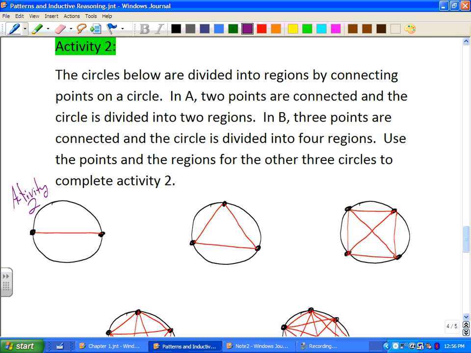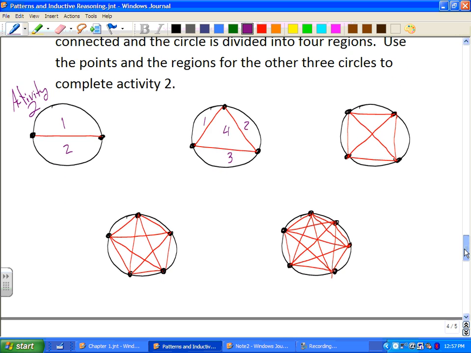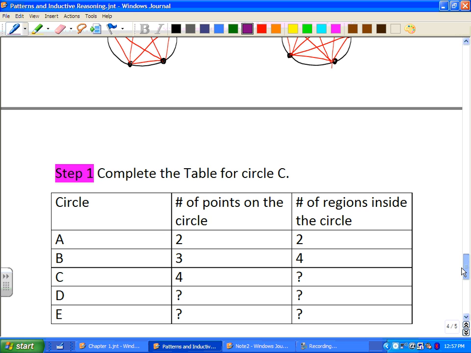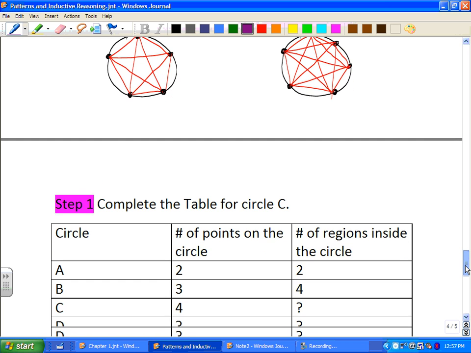It says the circles below are divided into regions by connecting points on the circle. In A, 2 points are connected, and the circle is divided into 2 regions. Okay, you can see here that's 1 and 2 regions. B has 3 points, and it's connected, and the circle is divided into 4 regions. 1, 2, 3, 4 separate regions. It says use the points and the regions for the other 3 circles to complete activity 2. All right. Now, what we're looking for is to complete the table.